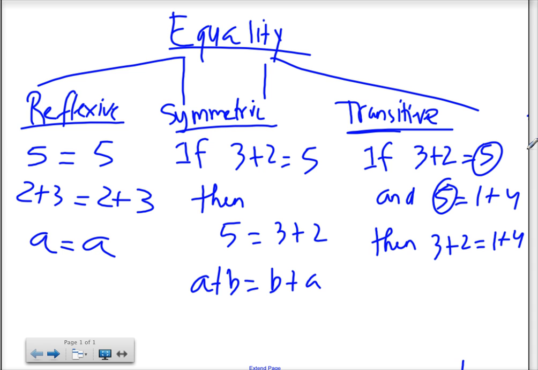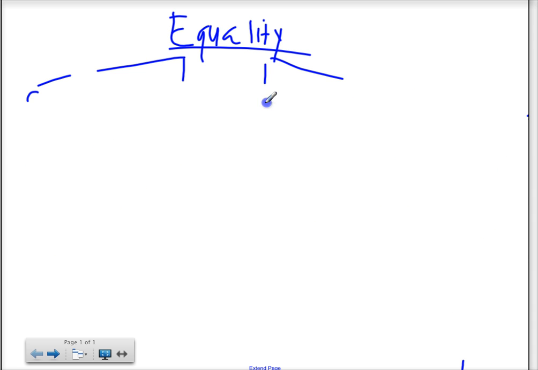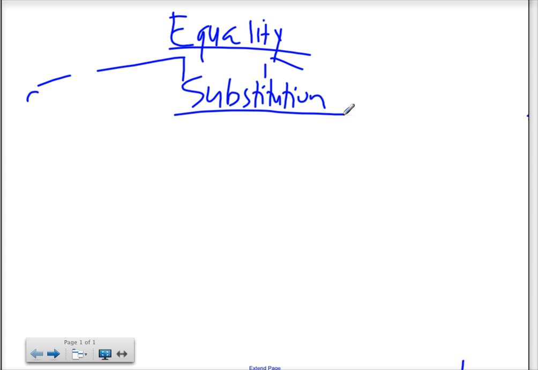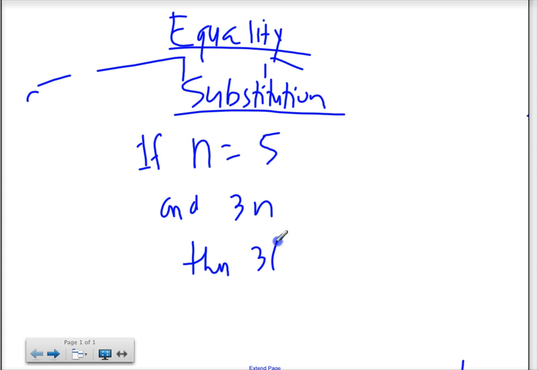Last one I want to talk about, still under equality, is called substitution. You've heard of this a lot actually, so it's not something that's new. For example, if n equals 5 and you have 3n, what does it mean? You substitute it. So that means 3 times 5 equals 15. This is what we call a substitution property. You've done this all along, so it's not something that's new. Any questions at all?